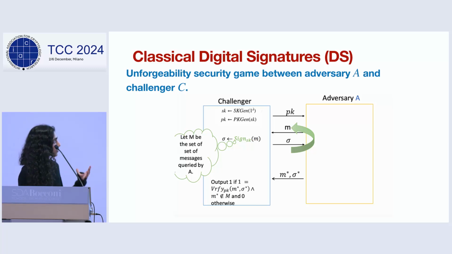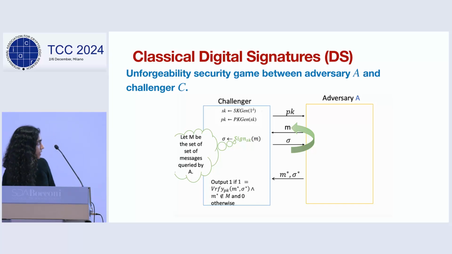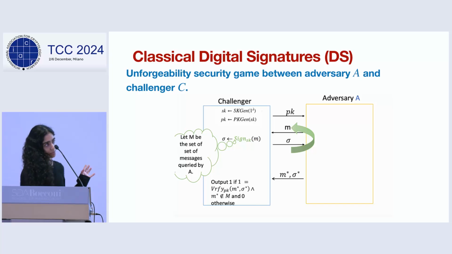And there's a signing algorithm, which takes in a message M and signs it with the secret key. And there's a verification algorithm, which takes in a message and a candidate signature, verifies it with the public key, and then either accepts or rejects. And security is formulated in terms of an unforgeability game between a challenger and an adversary.